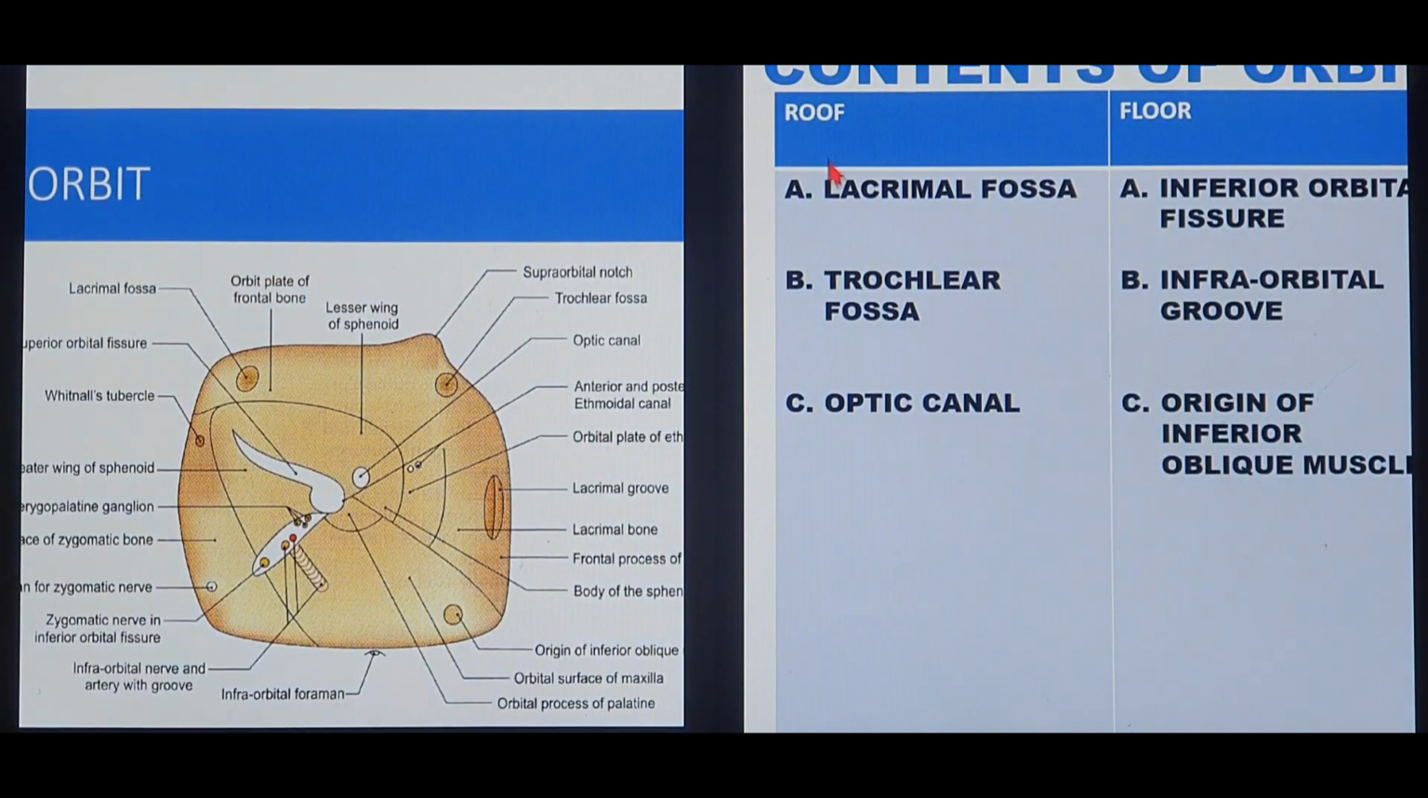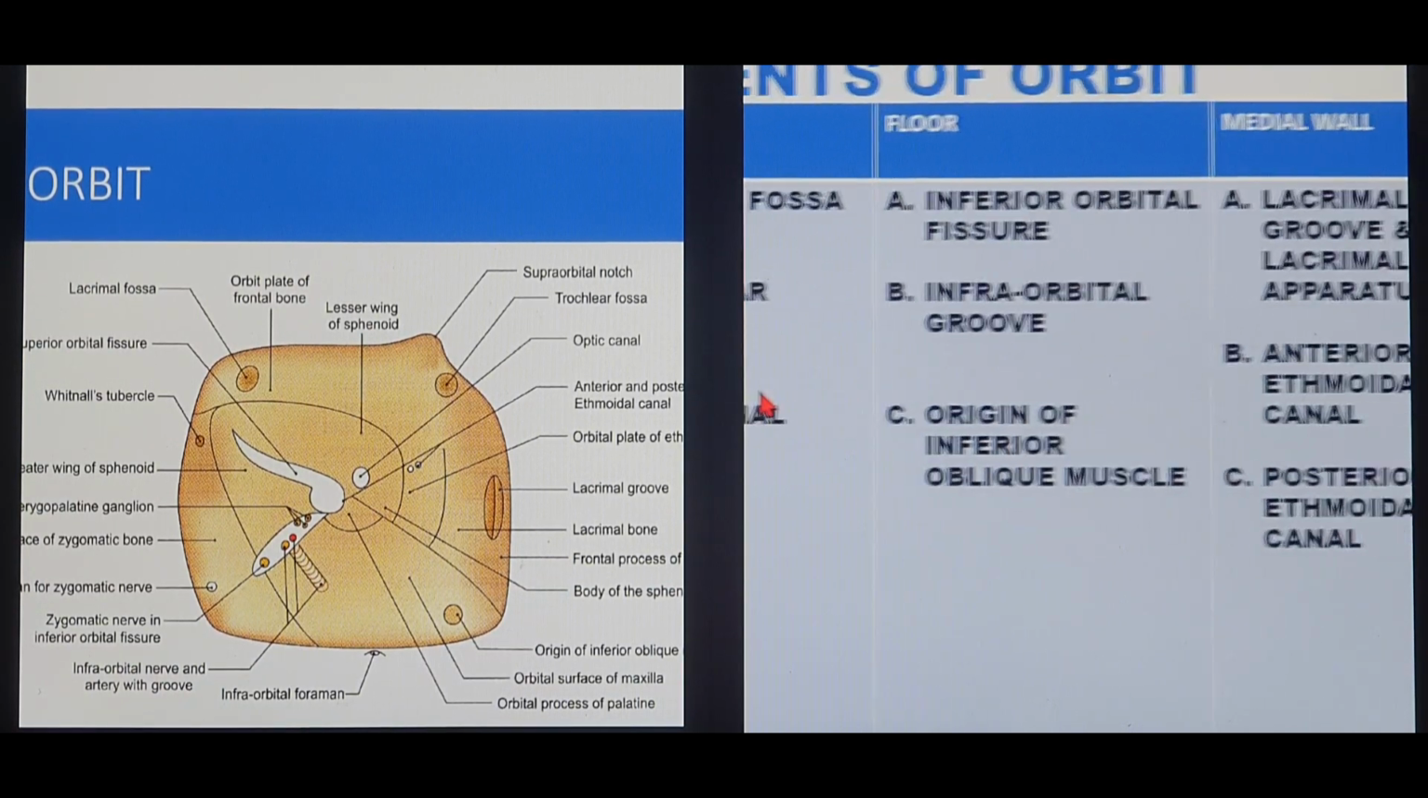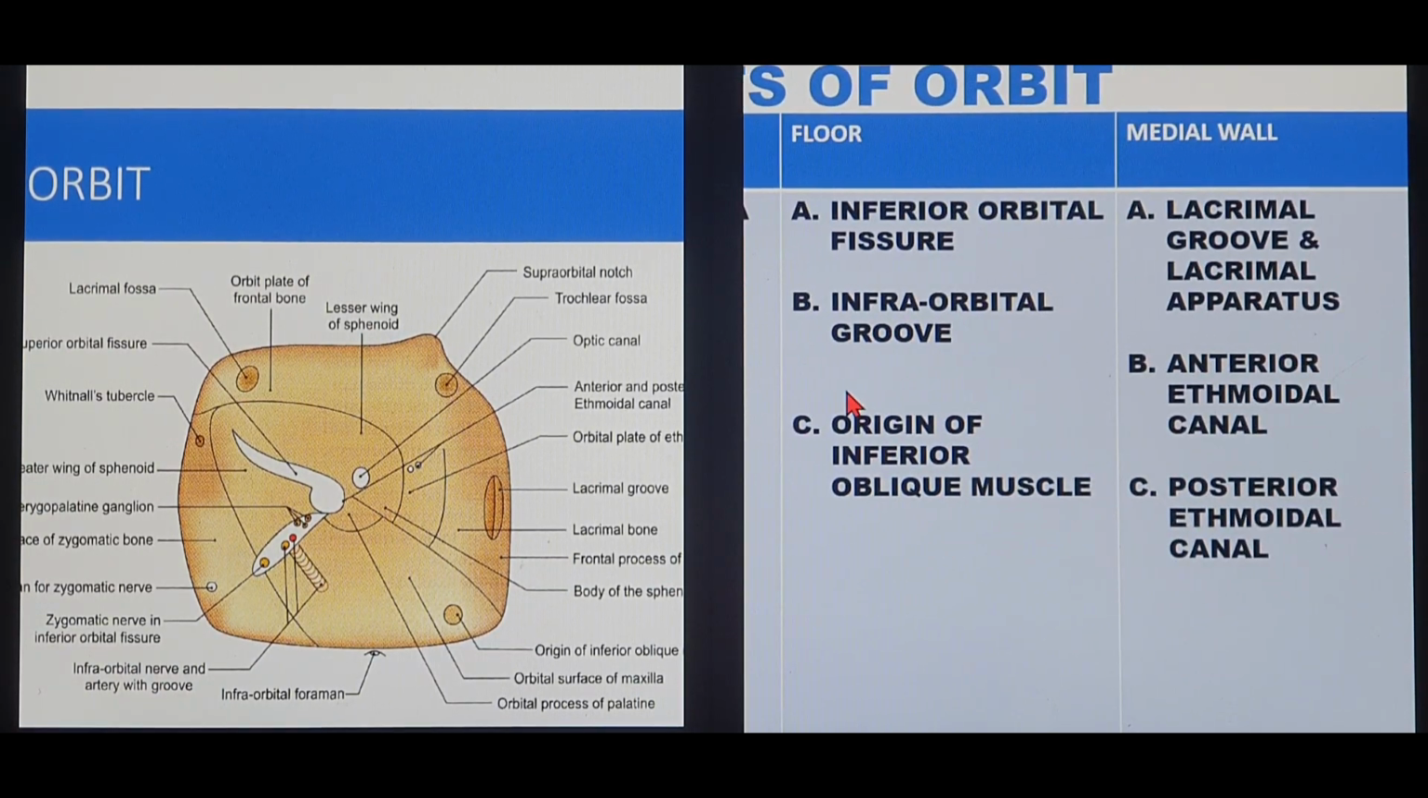So these three structures lie in the roof, and the optic canal transmits the ophthalmic artery and the optic nerve. So we have the lacrimal gland, the superior oblique muscle, and the ophthalmic artery along with the optic nerve in the optic canal. So next we go on to the floor.